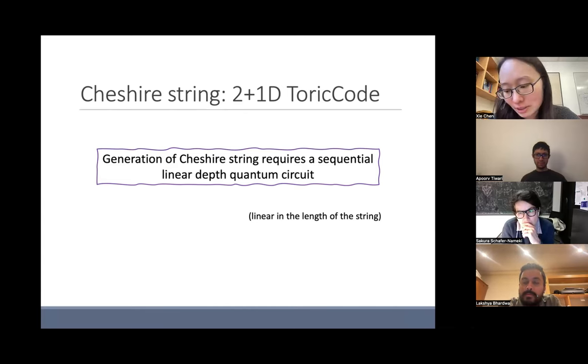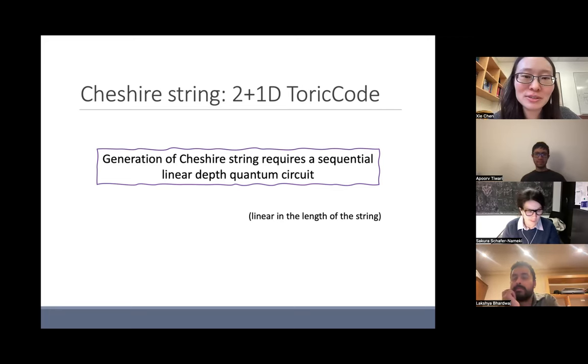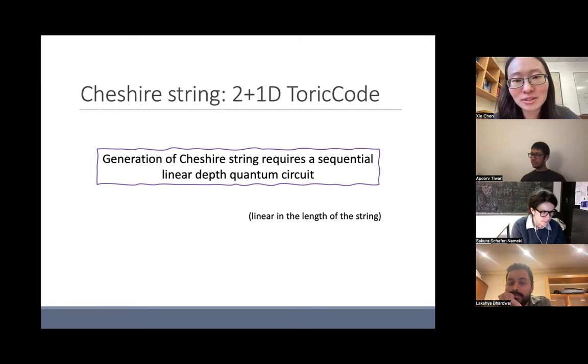On a lattice level, I'm not sure if I cited the reference that we cannot map from a product state to a GHZ state with anything lower than linear depth. This is proven by Sergey Bravyi and Frank Verstraete many, many years ago. And correspondingly, if we want to generate a Cheshire string inside a toric code, we cannot do it with anything less than a linear depth circuit.